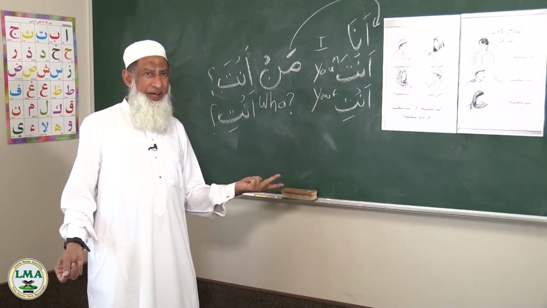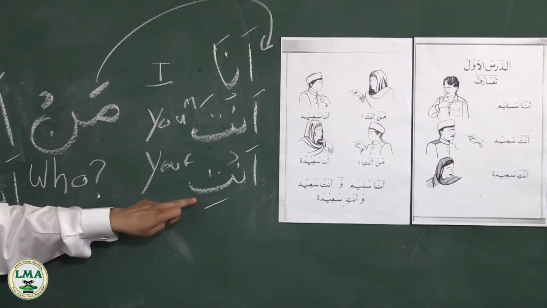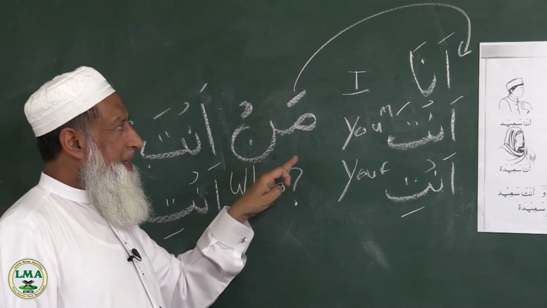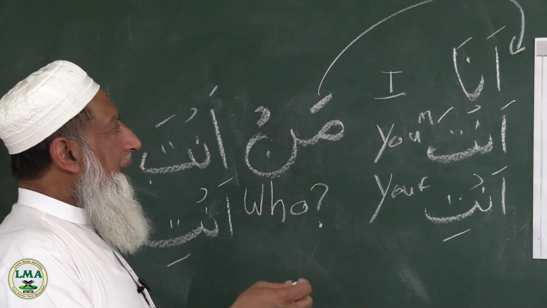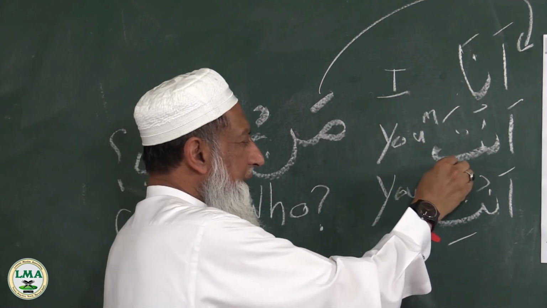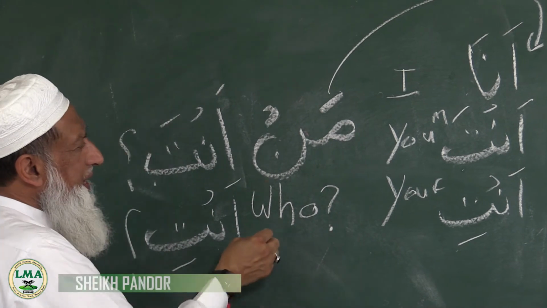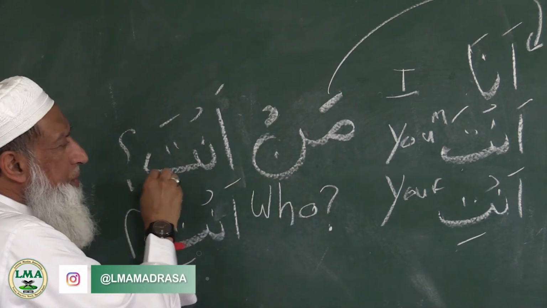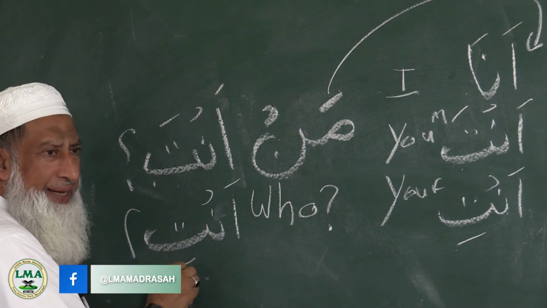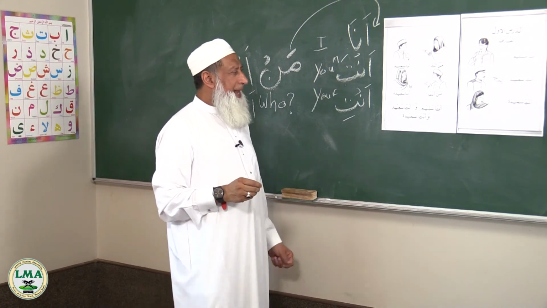Now we've learned 3 words, ana, anta, anti, and now we've got our 4th word, and that is man. So let's do it again. Ana, we're used to it now. Anta, we've got it. And anti, we're talking to a girl. And you ask a question to anybody. If it's a man you're speaking to, you'll say man anta. And if it's a girl, you'll say man anti. Are we okay? I think we're getting it quite right.